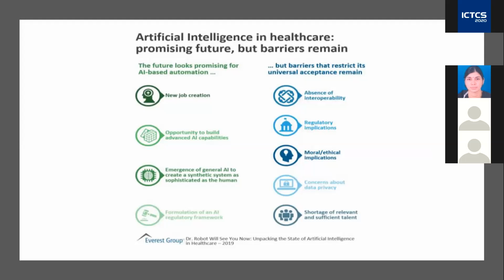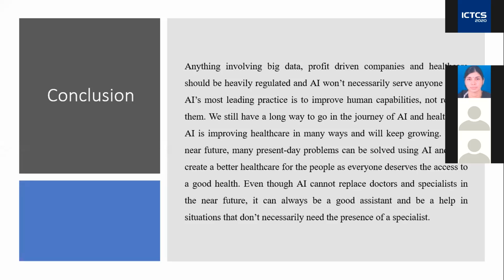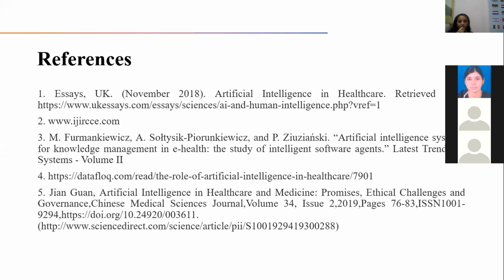I would like to conclude now. To conclude this presentation, I would like to say that the heart of medicine is human interaction and trust. Finding the balance can be a challenge. Anything involving big data, profit-driven companies and healthcare should be heavily regulated, and AI won't necessarily serve anyone fairly. AI has proven to be extremely significant in healthcare, providing implements that have been beneficial where humans previously lagged, yet its potential is not fully discovered yet. So that's all. Here are the references.